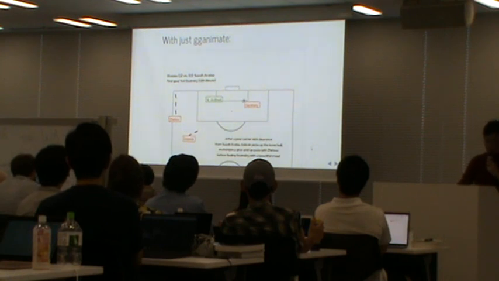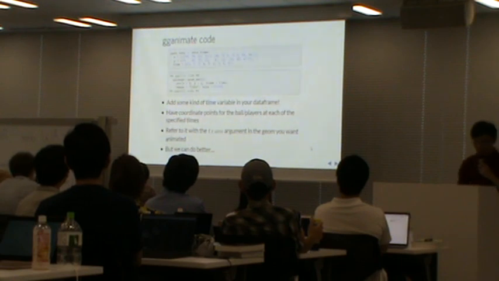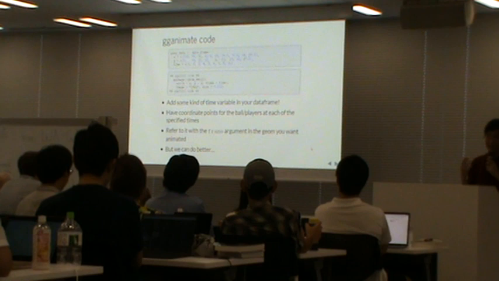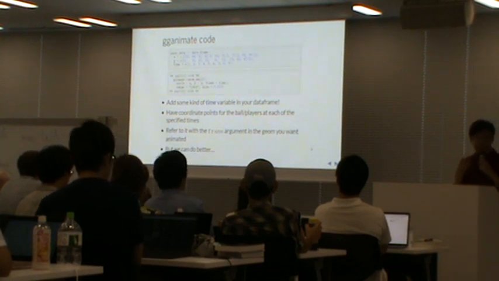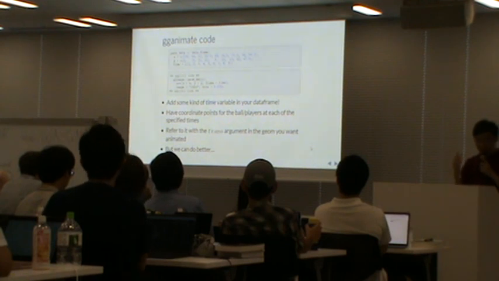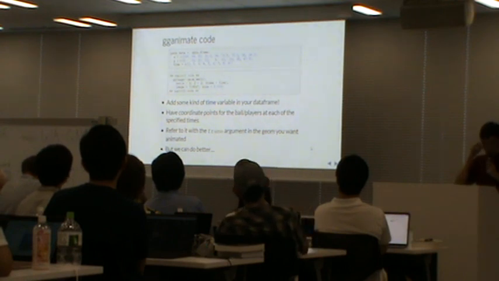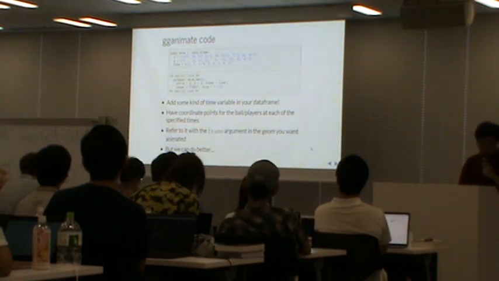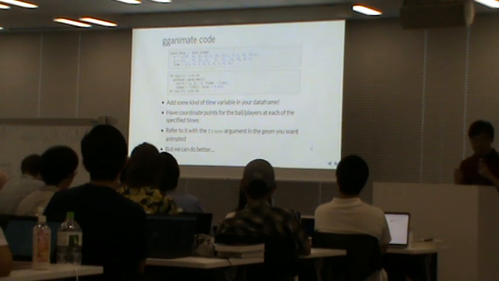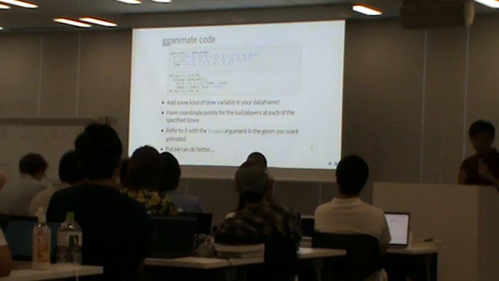So you can see that the animation here is a bit choppy though, right? So to create this, basically you have to add some kind of time variable in your data that keeps track of the when of your data points. Then you have to specify that time variable in the frame argument of the geom you want animated. So in this case, it's geom_emoji, the soccer ball emoji that you just saw.